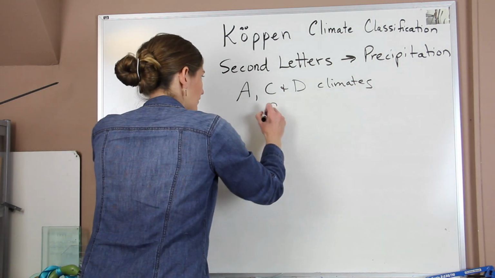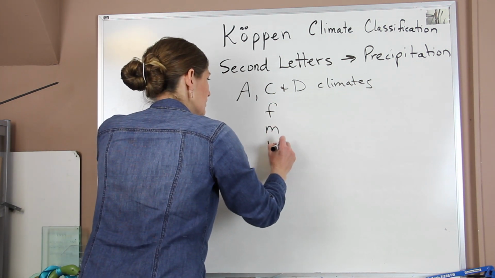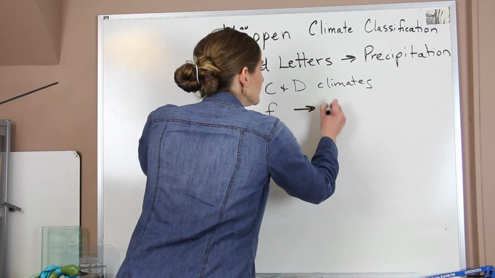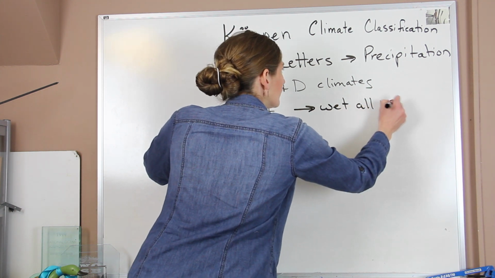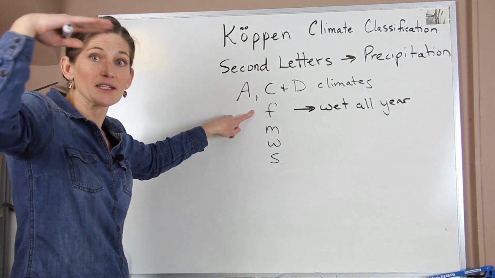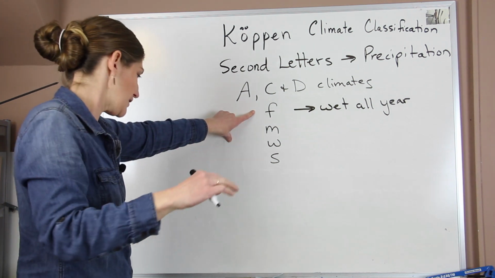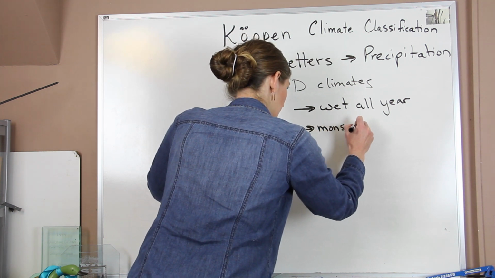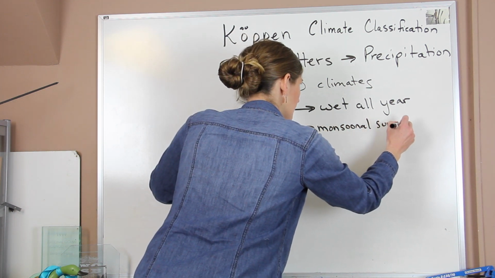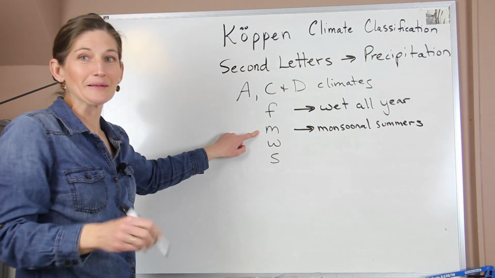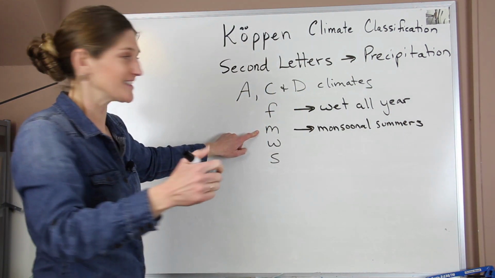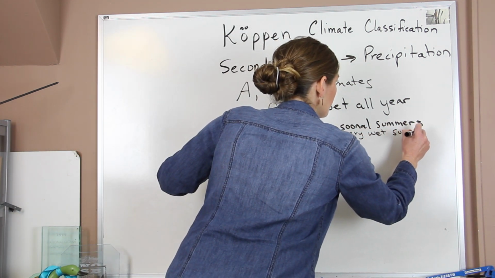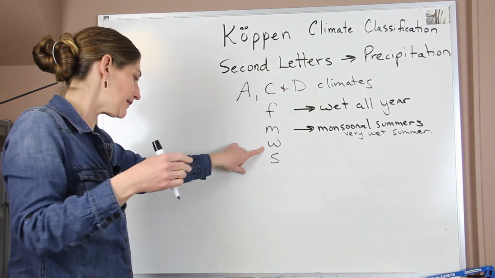They can be F, then we have M, W, and S. The F tells us that we are wet all year. So on that climatograph, precipitation will be pretty high all throughout the year. The M is where we have monsoonal summers. So what does that mean? This means we have a very wet summer season. Okay, and it's going to have some seasonality to it.